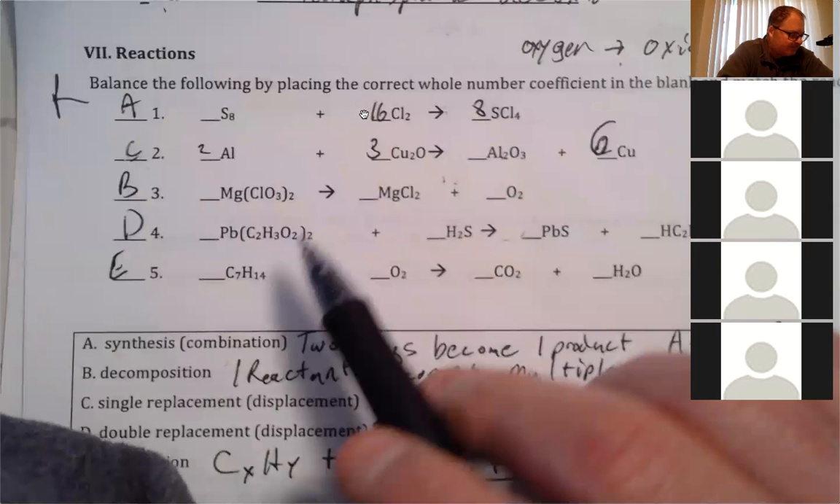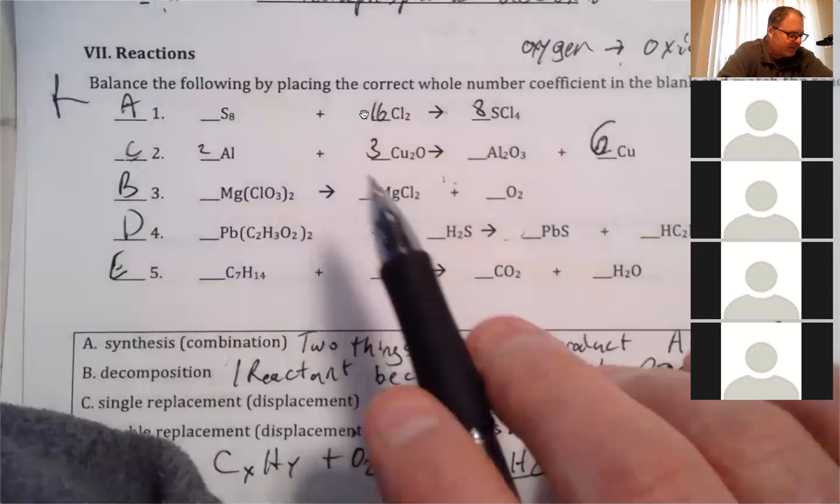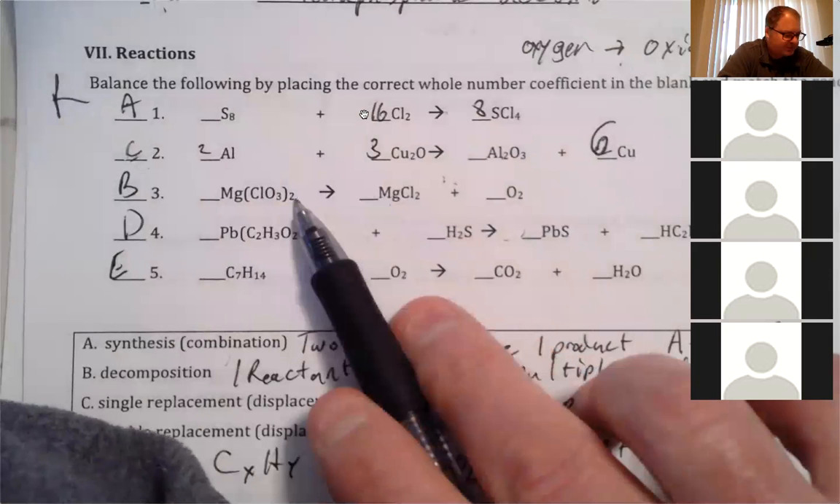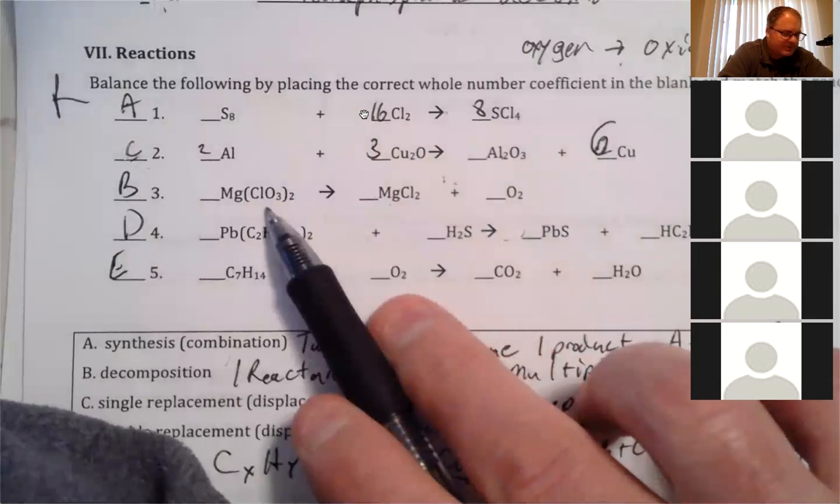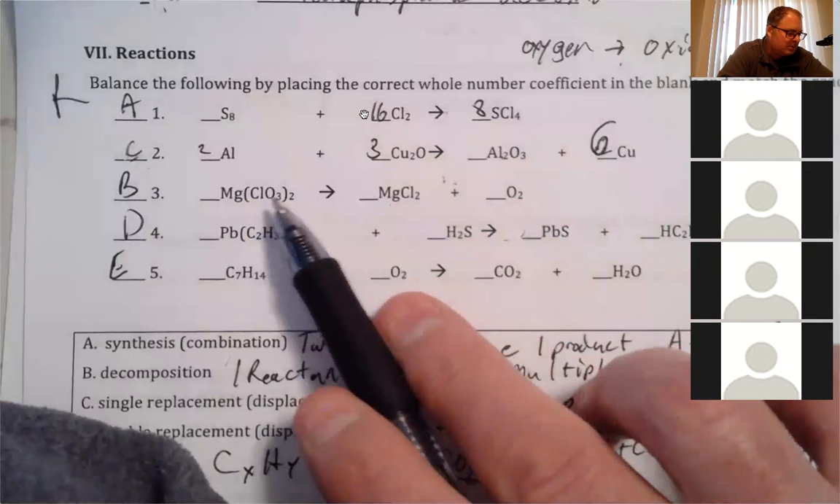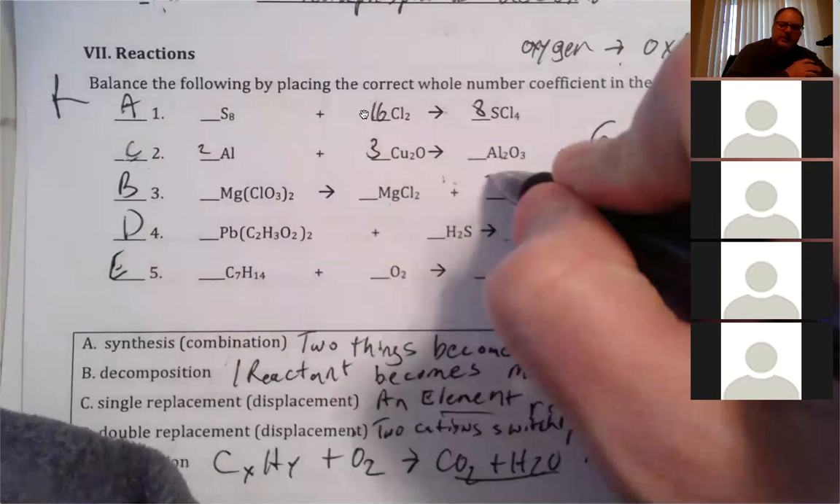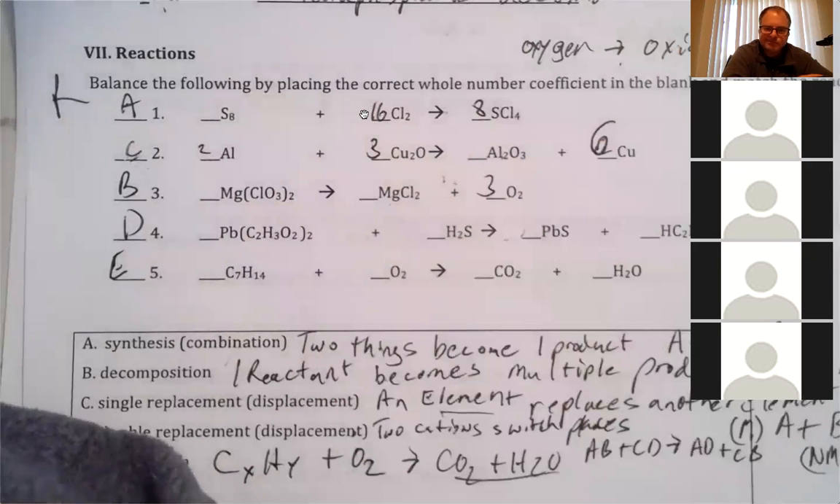Let's take a look here. 1 magnesium, 1 magnesium. I'm okay with that. 2 chlorines. This 2 refers to these parentheses, so that means 2 times 1 chlorine is 2. 2 times 3 oxygens is 6. So I'm going to have to put a 3 in front of that oxygen.